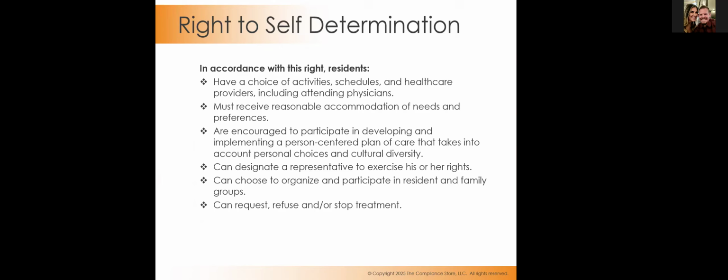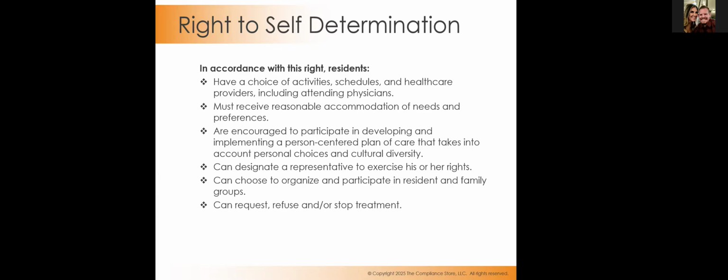That's not our job. In accordance with this right, residents have a choice of activities, schedules, and healthcare providers, including attending physicians. So again, we have one physician here on staff. His name is Dr. Alexander Chan. We do have an alternative. It's one of his NPs that follows him.